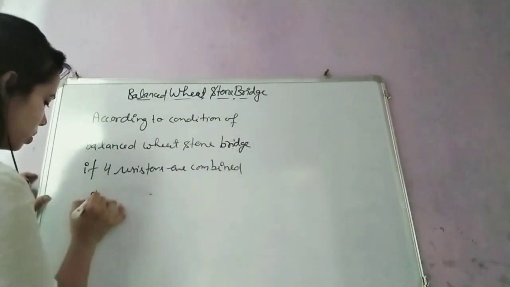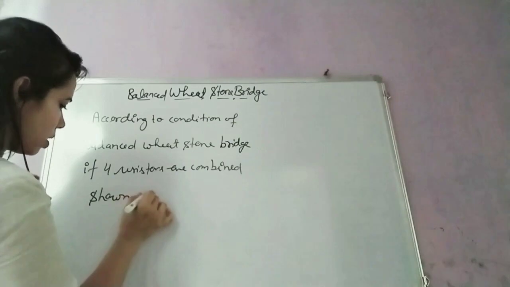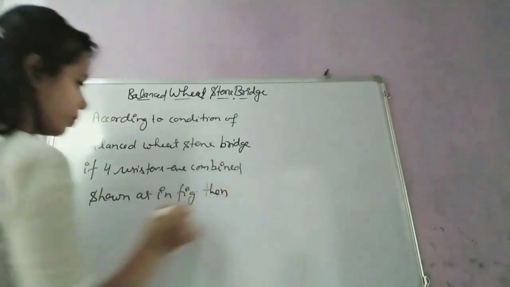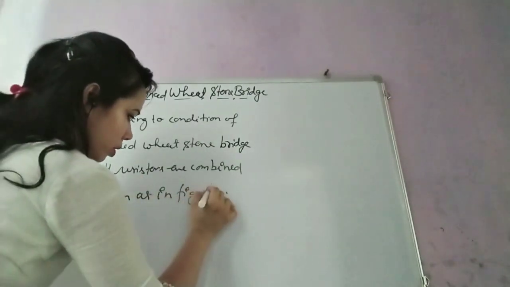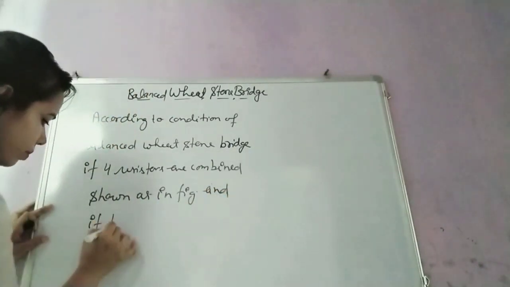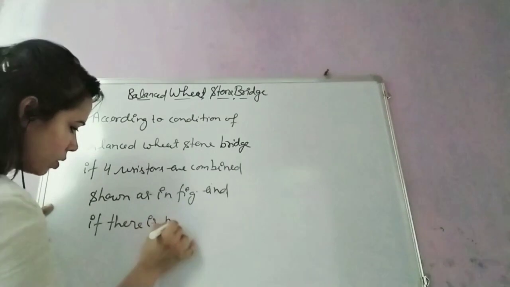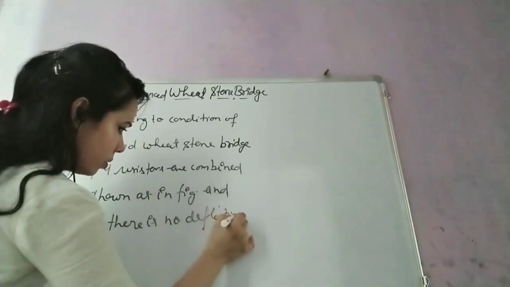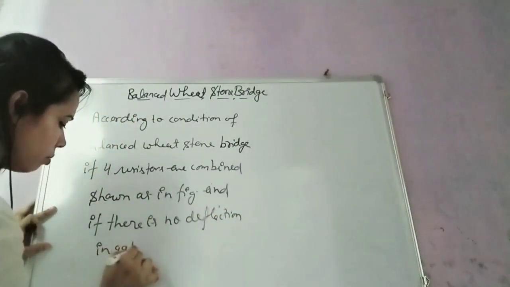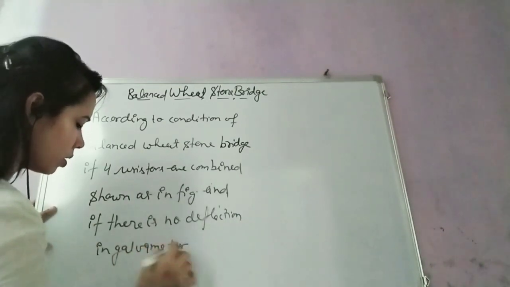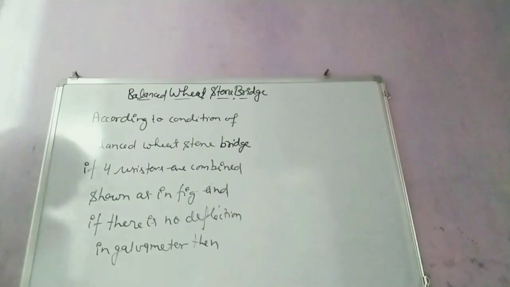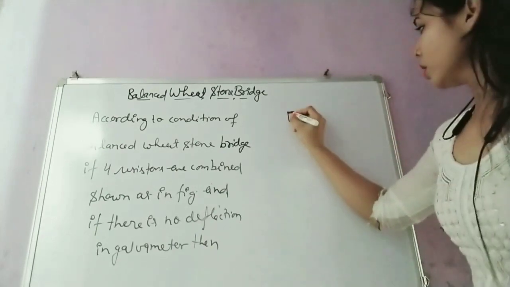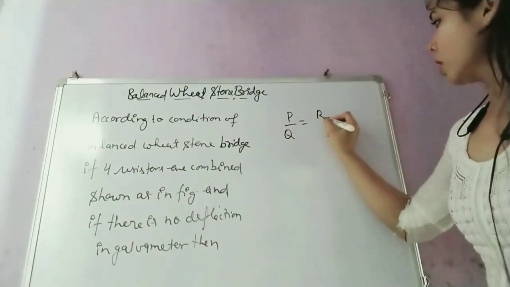I will draw them. As shown in figure, and if there is no deflection in the galvanometer, then P upon Q equals R upon S.